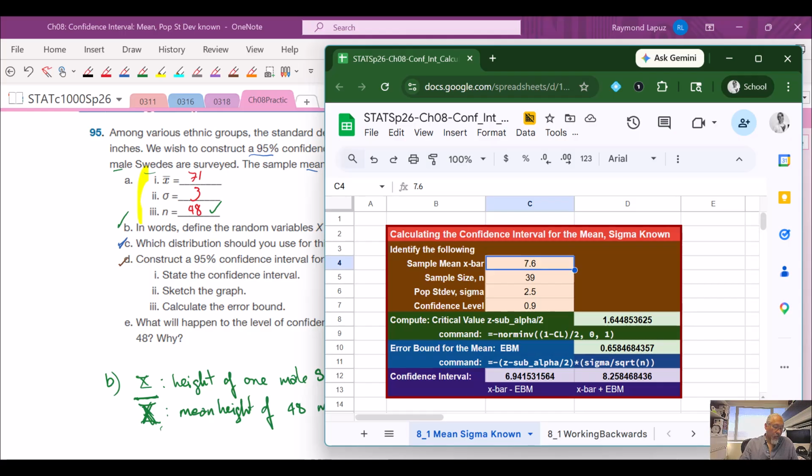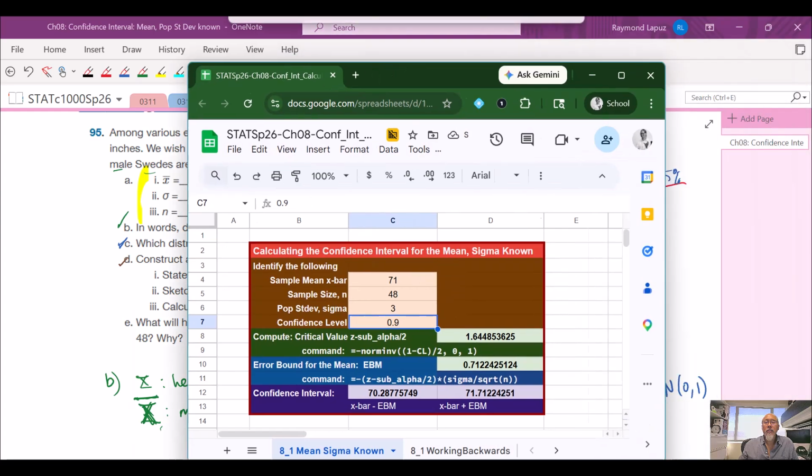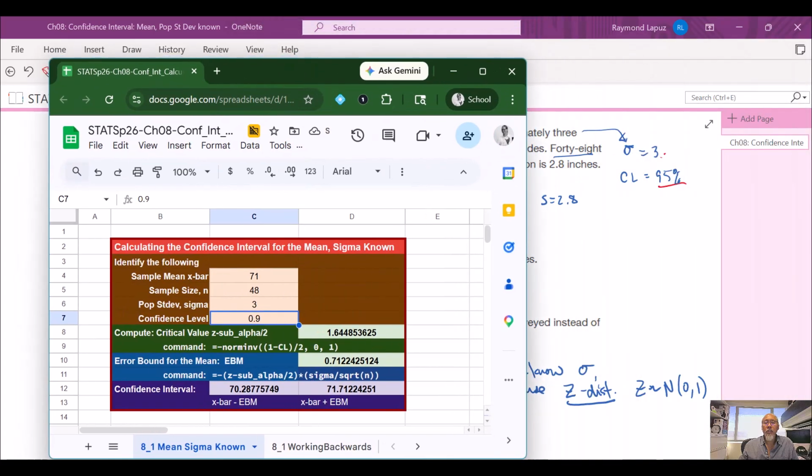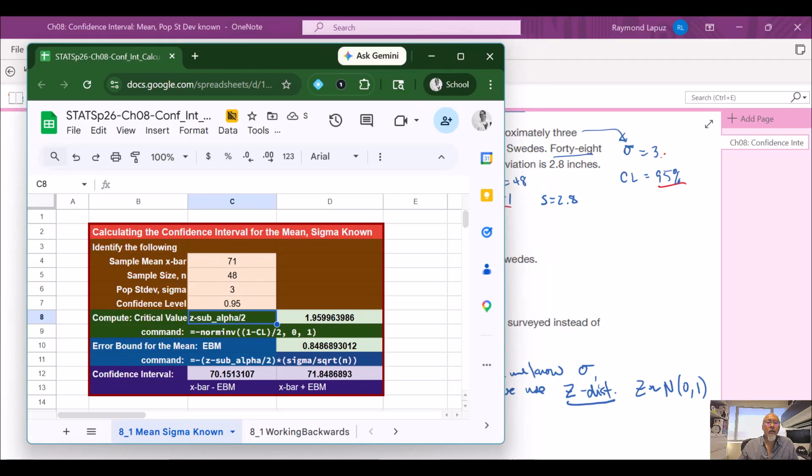Our X bar is 71. Then they want the sample size. The sample size N is 48. And here is the population standard deviation, which we should know, and that is 3 in this case. And then remember, the other thing we need is the confidence level, which is 95%. We want to type that up as a decimal, so that's .95. Once you get all the inputs done, your outputs are ready to go.